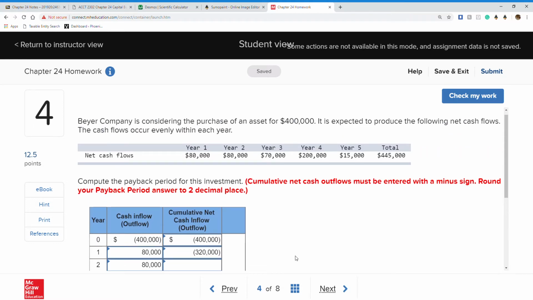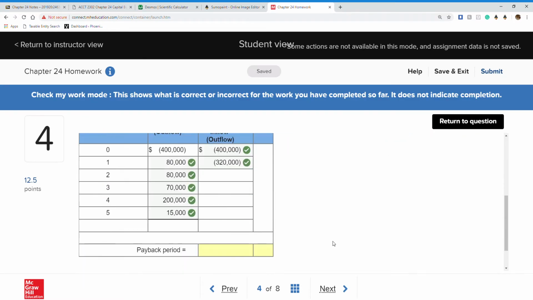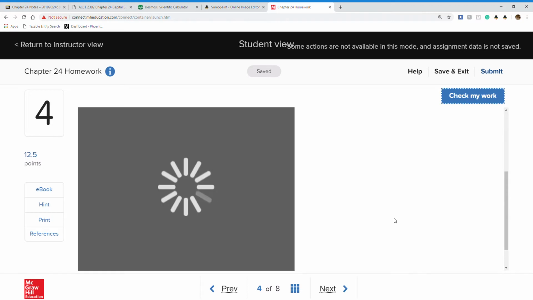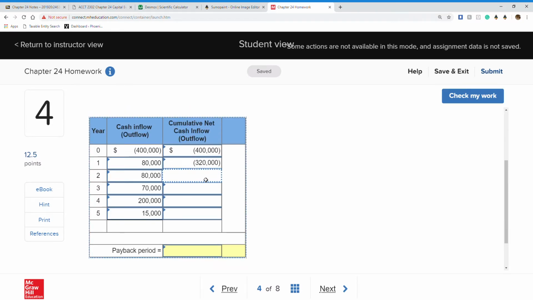$200, year 5, 15,000. Alright, so check, see if that's all that they want. Yeah, that's everything they want. That's cool. Now all we have to do is basically add them as we go. Okay?